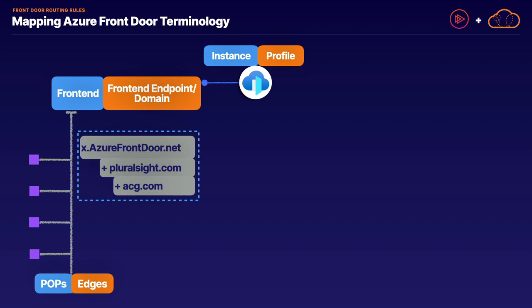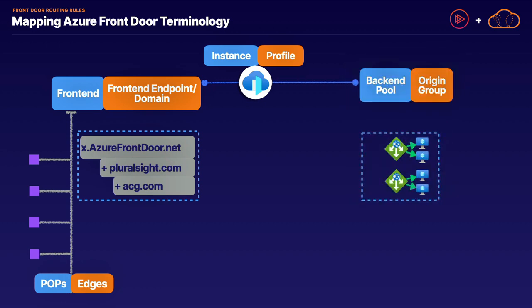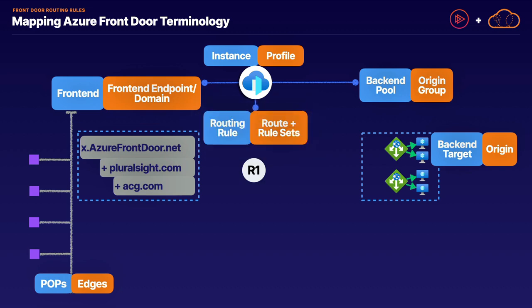Then all of that is routed, of course, to our backend pool, commonly referred to as an origin group now in the new SKUs of Azure Front Door, where we have those backend targets or origins within that origin group. And the other final component of Azure Front Door that actually routes the traffic from the front end endpoint to the origin group and origins inside of it is the routing rule, which really had been commonly referred to in the past as routes and the rule sets. But our routing rule is that all-encompassing name for the new SKUs of Azure Front Door. So this is the mapping for our terminology when we're talking about routing.